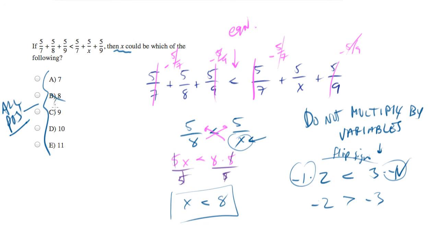Well, can it be 8? No. Can it be 9? No. 10? No. 11? No. All right. We know it's got to be 7. It's the only value we're given which is less than 8. So that is your answer, A. Boy, that was tricky.